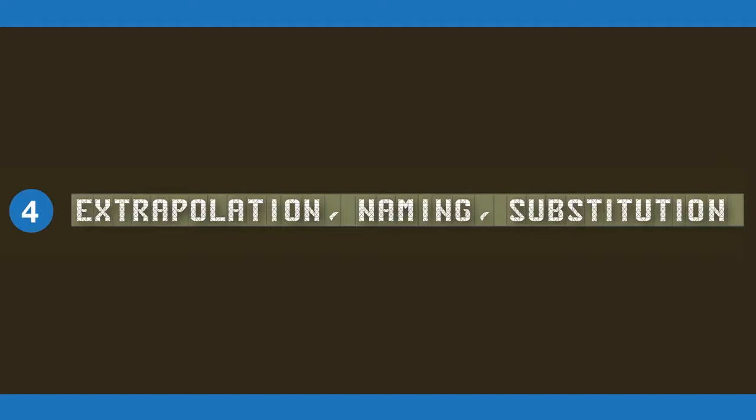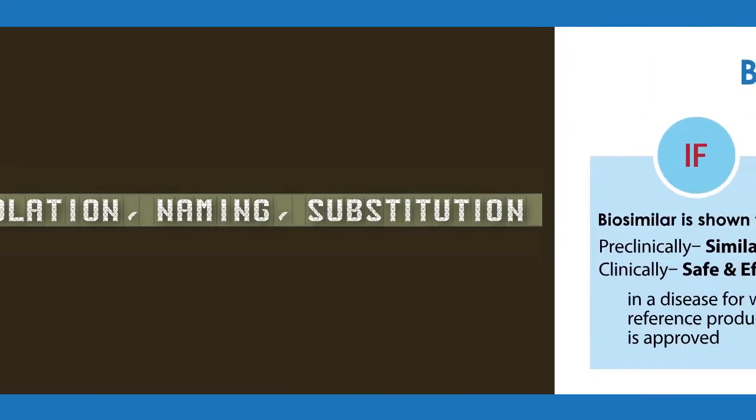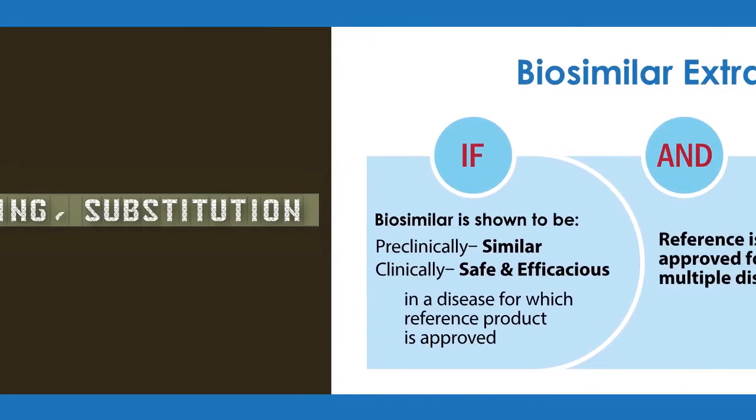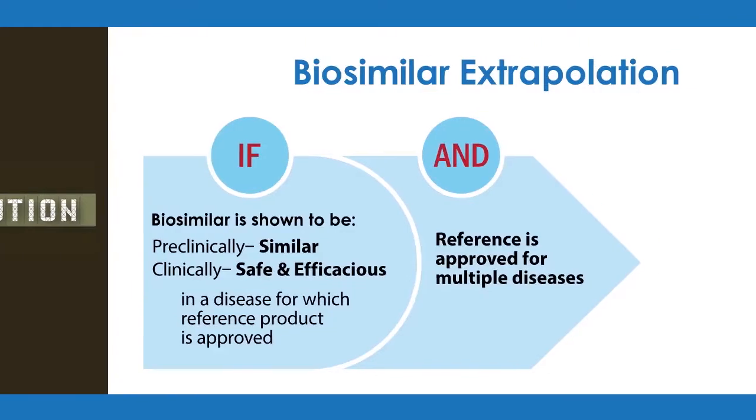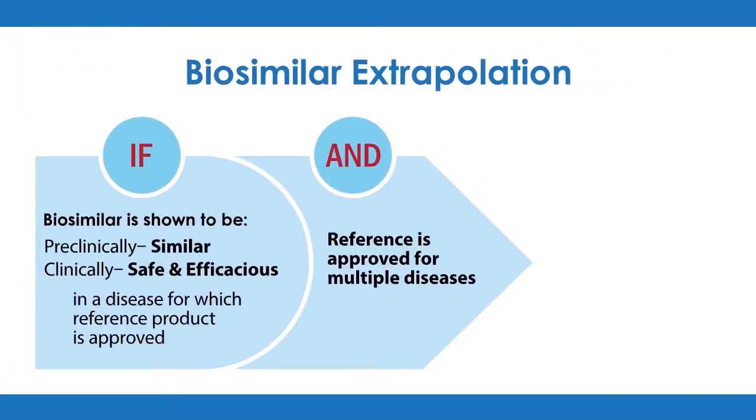This is the blue line, in which we'll discuss the extrapolation of indications and how biosimilars are named. We'll review the additional requirements that a biosimilar must meet to be considered interchangeable with its reference product. First, let's start out about this concept of extrapolation.